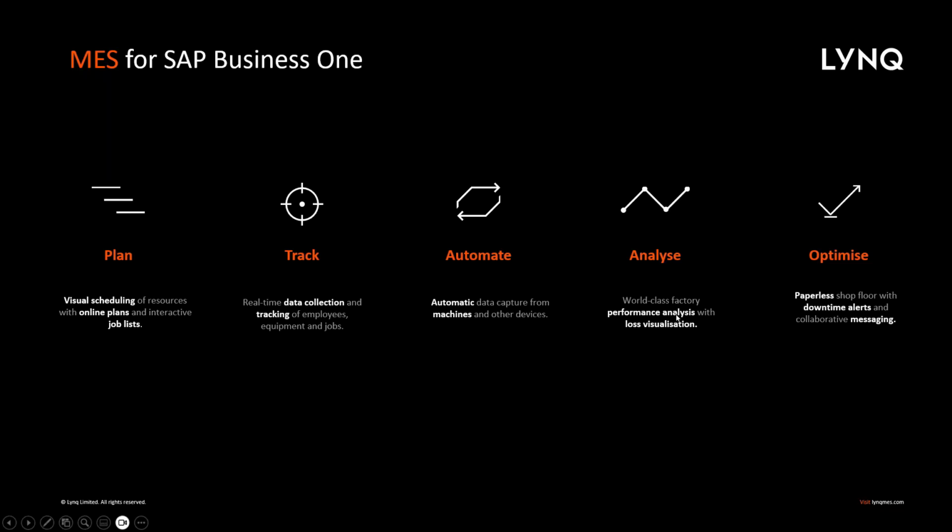In addition to that, we provide loss visualizations, so you can see where your losses are coming from in your manufacturing process, so that you can look at continuous improvement countermeasures to minimize loss where you can, and again, ultimately to improve the effectiveness of your resources there.